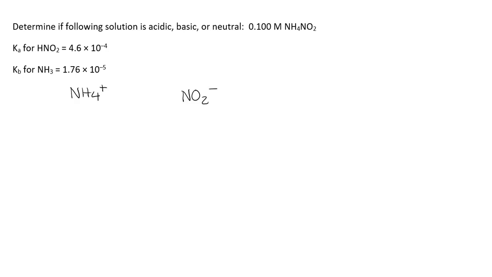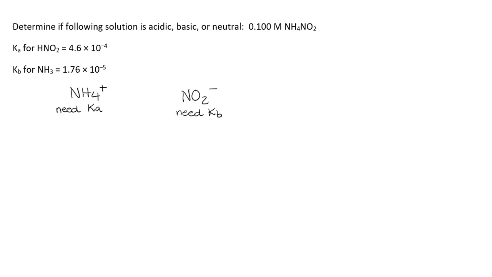This is one of those situations where if you are not really careful, it is easy to make the wrong determination. So before we do any of the work, let's note what it is we're looking for, what we need. We need to look at the Ka for ammonium ion, and we need to look at the Kb for nitrite.